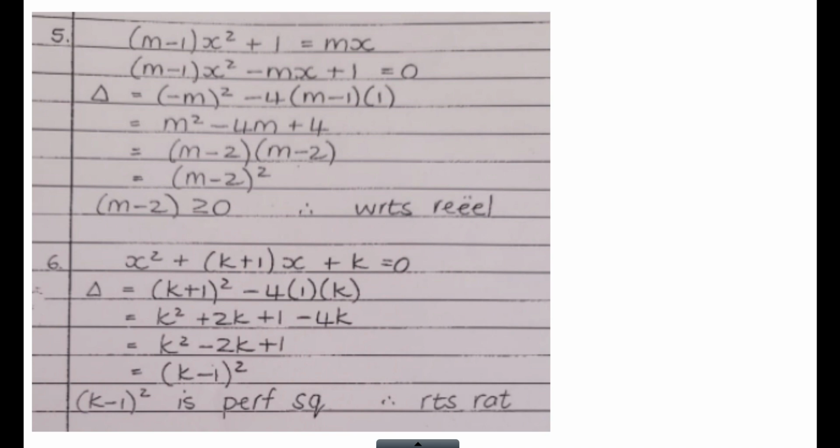It's not in standard form. So we're first going to take that mx to the left, nee? En dan het ek my a waarde wat m minus 1 is, b waarde is minus m, en my c waarde is die 1. Nee? So now I can actually go get delta. Once I get delta, we simplify. It gives me a trinomial.